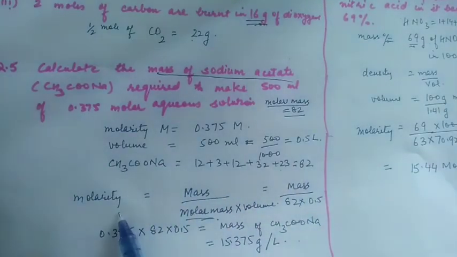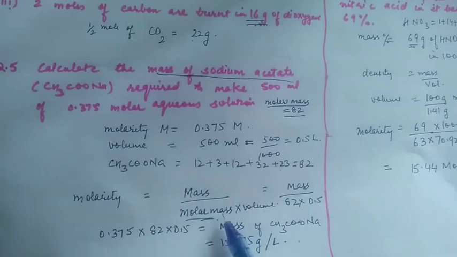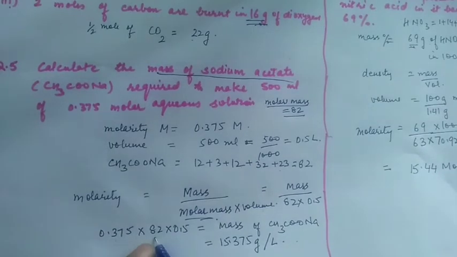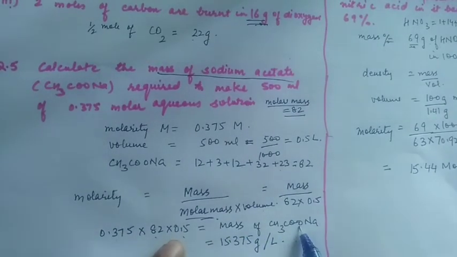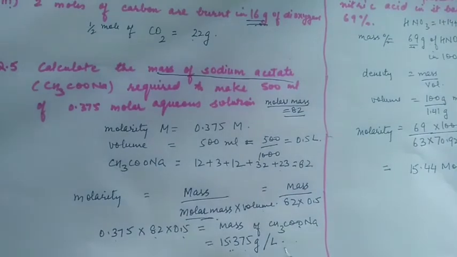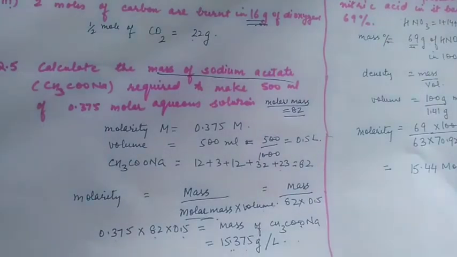82. So molarity formula is mass upon molar mass into volume. Putting the values, we get molar mass is 82, volume is 0.5. Taking this to this side, we get molarity into molar mass into volume is equal to mass of sodium acetate, which comes out to be 15.375 grams per liter.